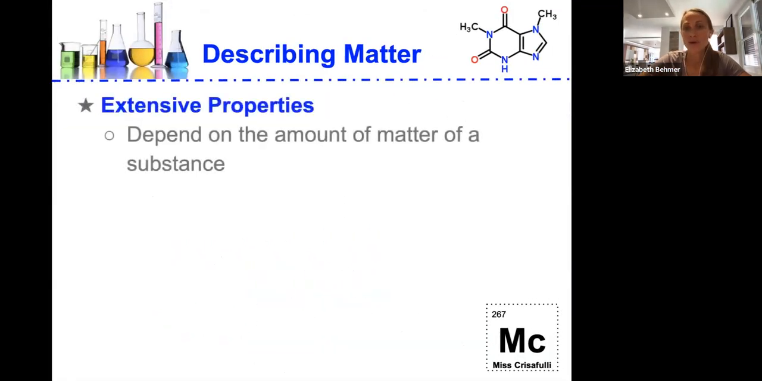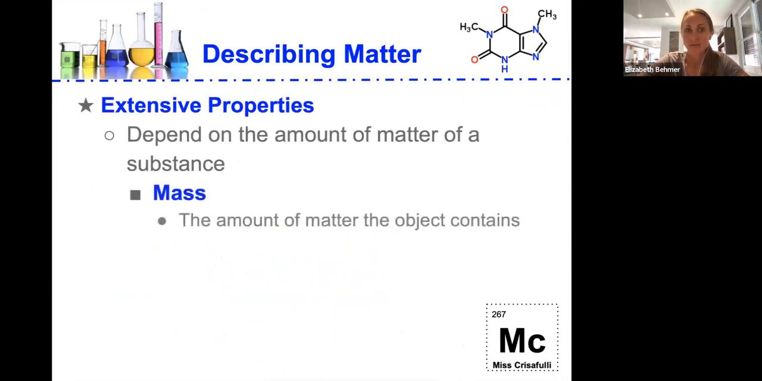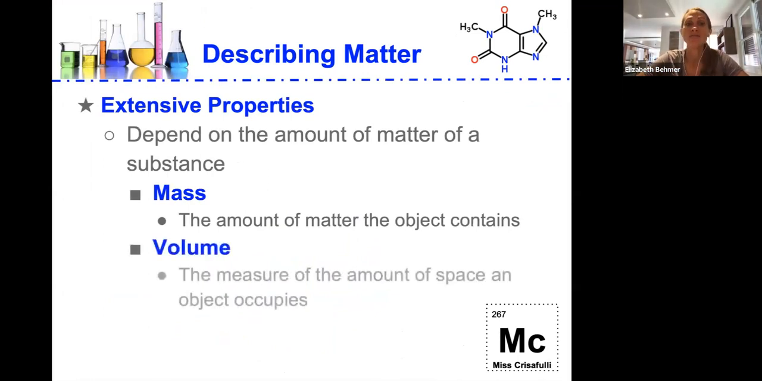The extensive properties of matter depend on the amount of matter of a particular substance. For example, an extensive property would be the mass, the amount of matter that an object contains. The volume is another example of an extensive property of matter, the measure of the amount of space an object occupies.